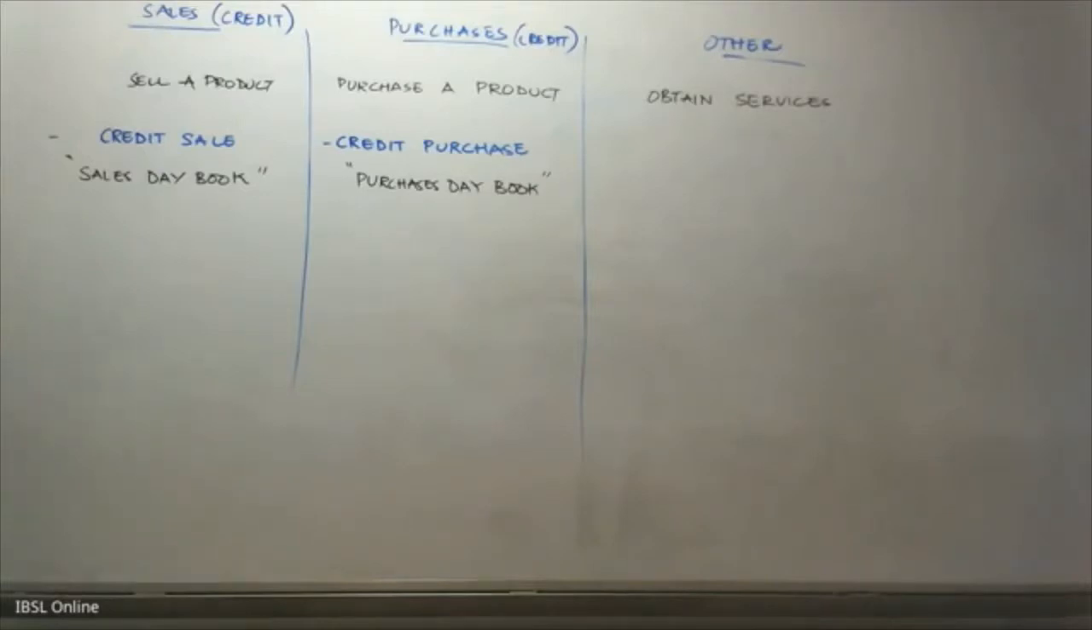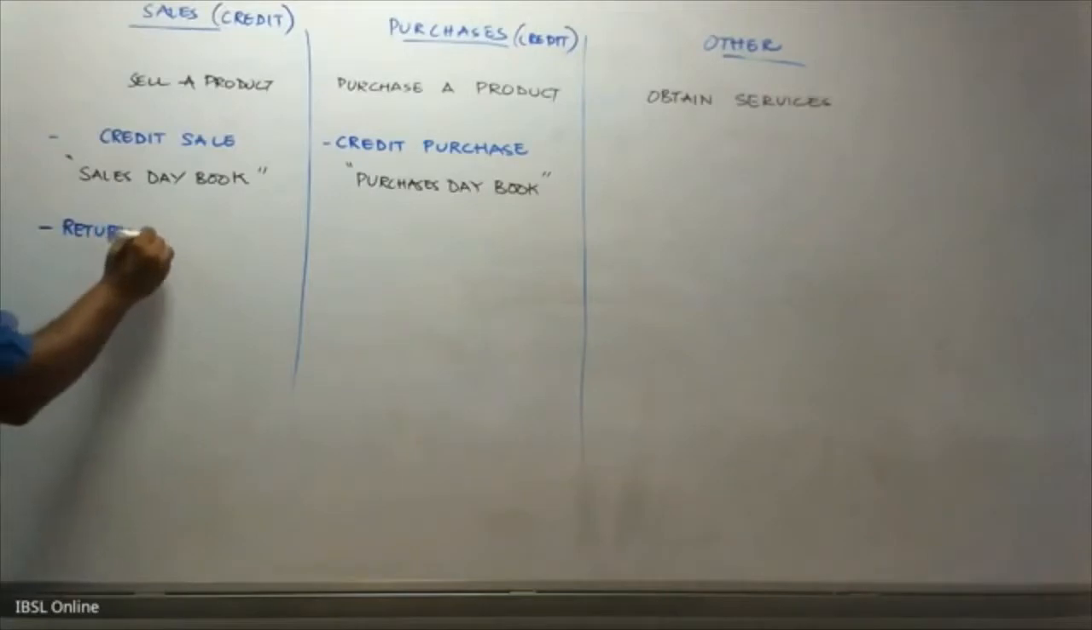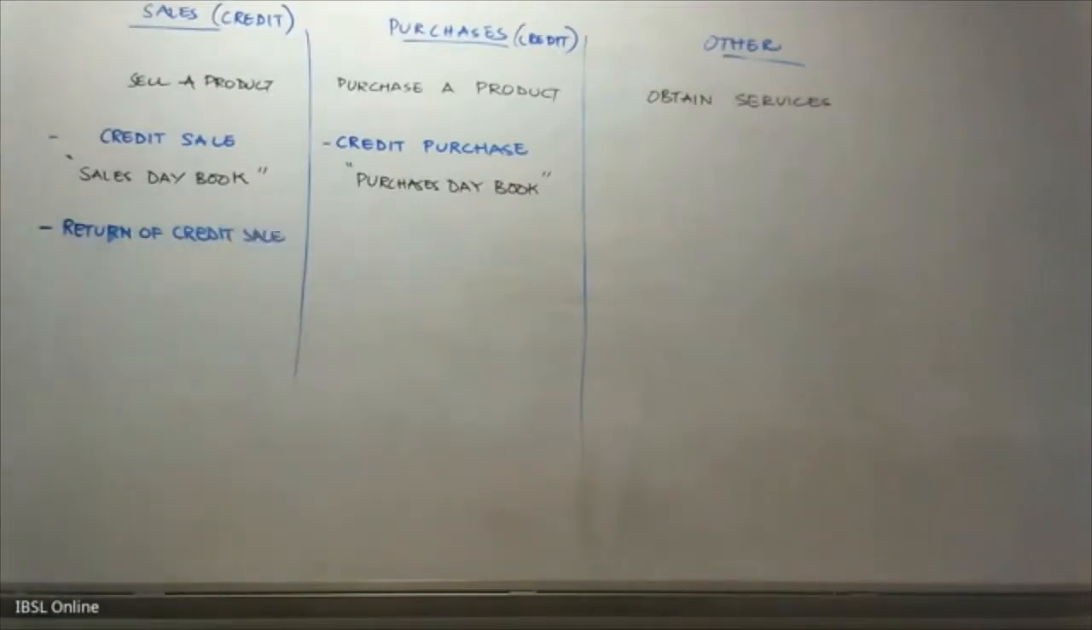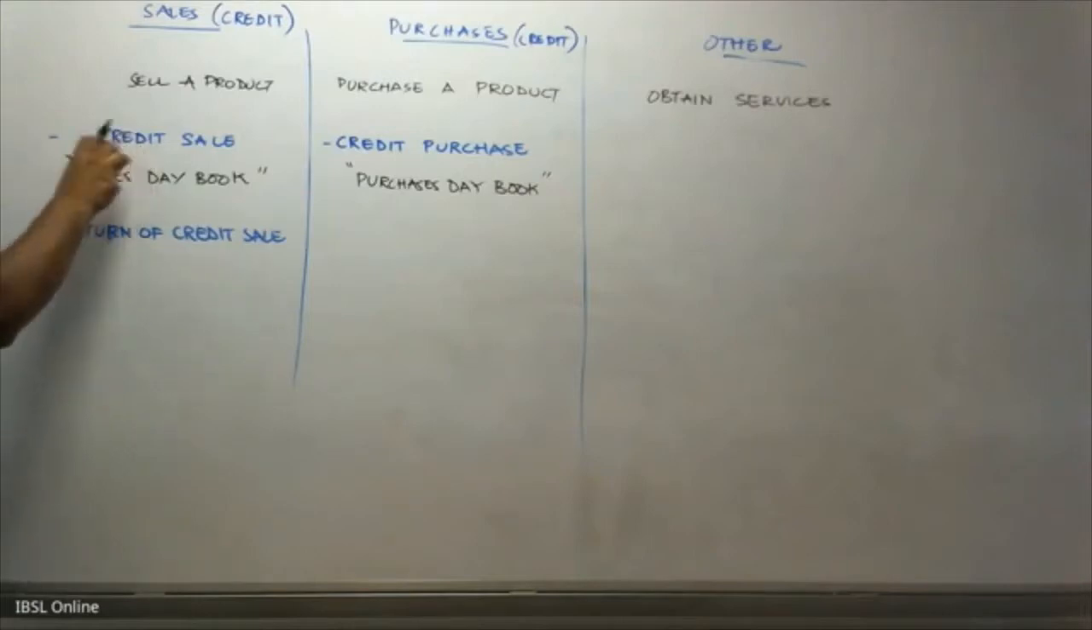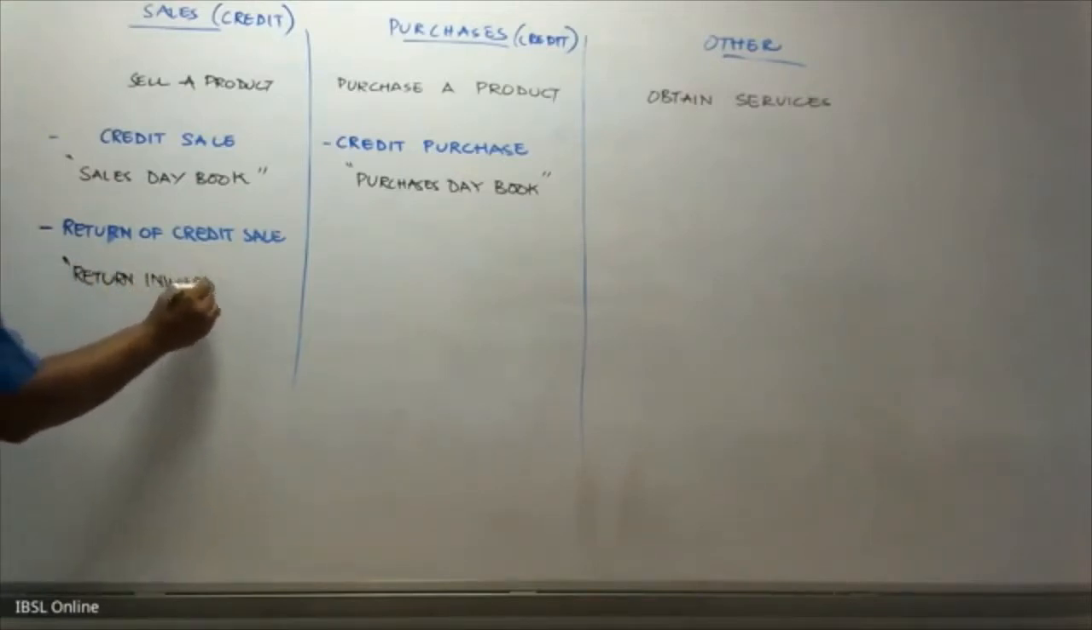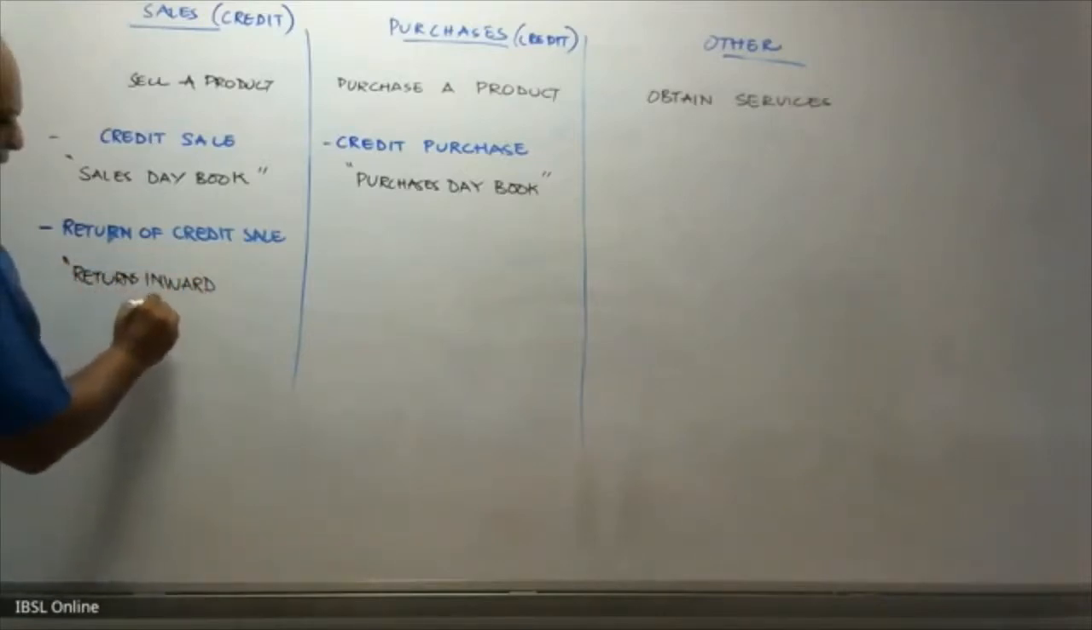But now in a credit sale, there is a problem. When it is a credit sale, we need to now cancel that credit sale. So what do we do? Now we have to look at that. Return of credit sale. So the credit sale that you did is now getting returned. So that is recorded in a separate book. You don't go and touch this book. That is called return inward. Returns inward day book. We call it as a returns inward day book.